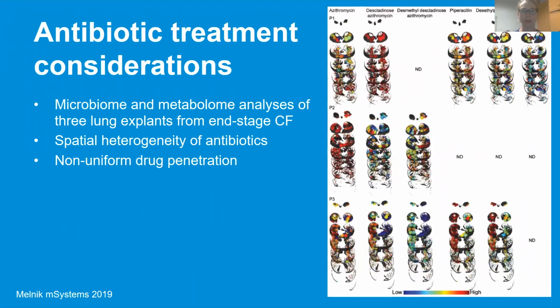The final antibiotic treatment consideration involves the distribution of antibiotics throughout the lung. A recent study of microbiome and metabolome analyses of 3 lung explants from end-stage CF identified significant spatial heterogeneity of antibiotic distribution throughout the lung, shown here in the cross sections, with high antibiotic distribution in red and low in blue, and shown for azithromycin, piperacillin, and minocycline. Non-uniform drug penetration can be contributed to by reduced perfusion to non-ventilated areas, and for inhaled medications, by mucus plugging and airway obstruction. And all of these highlight the difficulties of uniform drug delivery for exacerbation treatment.